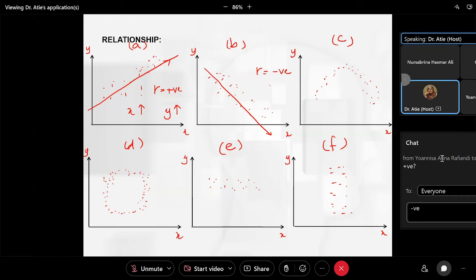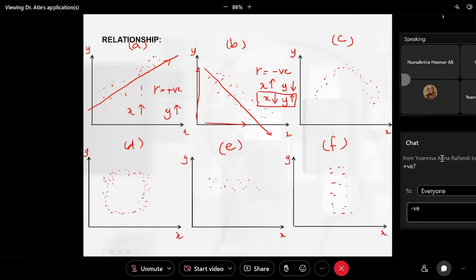So what does it mean by negative relationship? If x increases, y will decrease. If x decreases, y will increase. So it will be opposite. That's what it means by negative. So in our case here, when our y increases, our x decreases.